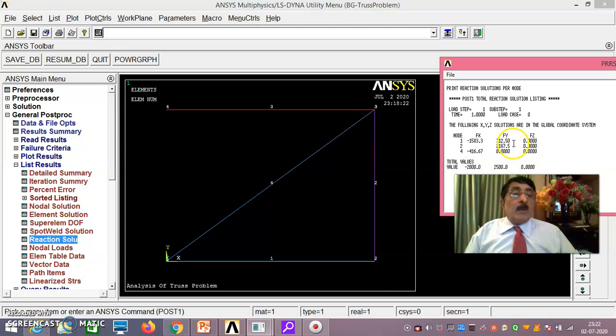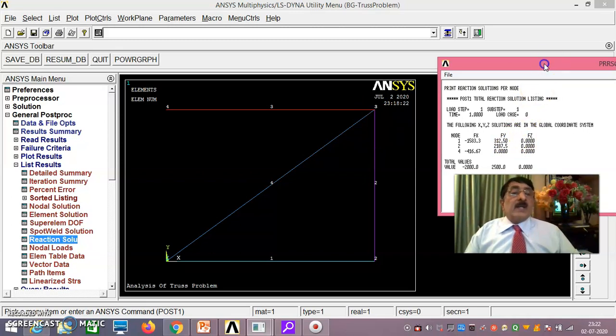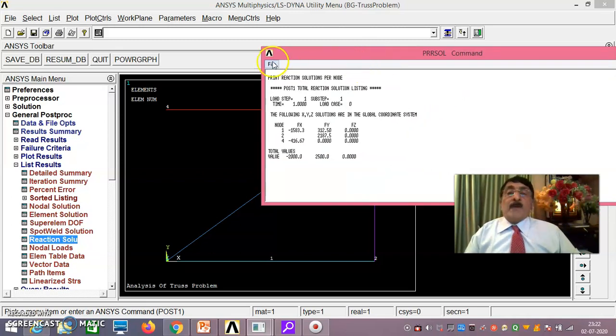See here, 312.50 and 2187.5, both put together will be 2500 only. These two are positive. The force I gave for this problem at node 3 was in the negative y direction, that is minus 2500, matching with this.